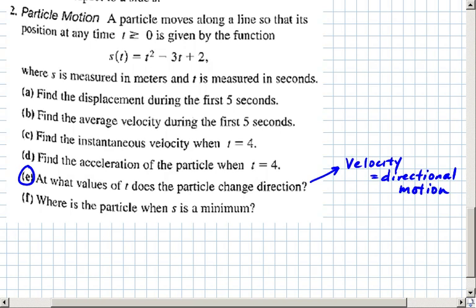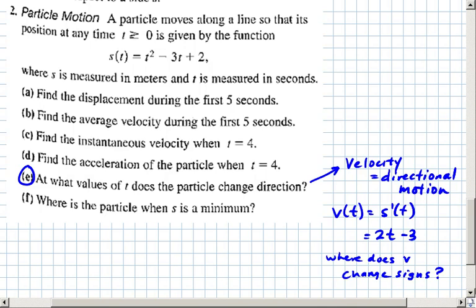It's important here to note that directional motion is indicated by velocity. By looking at the sign of velocity, we can tell what direction the particle is moving at any time t. If we differentiate s, we get the velocity function, which in terms of t is 2t minus 3. We want to know where this function changes signs.